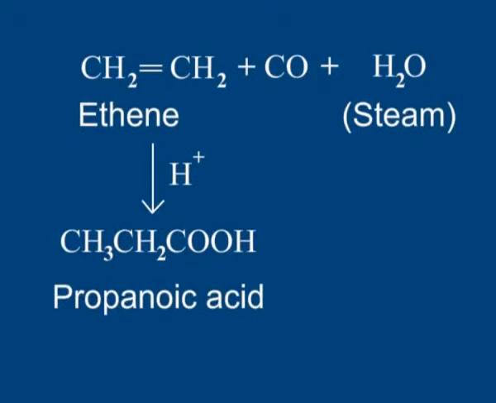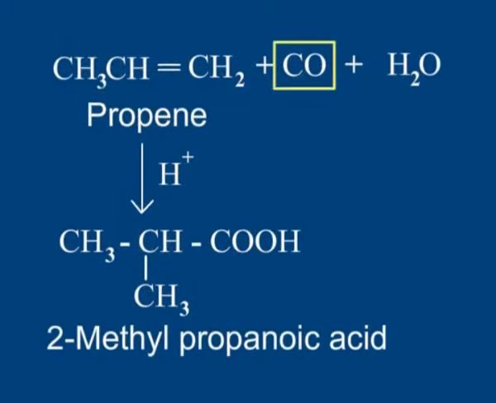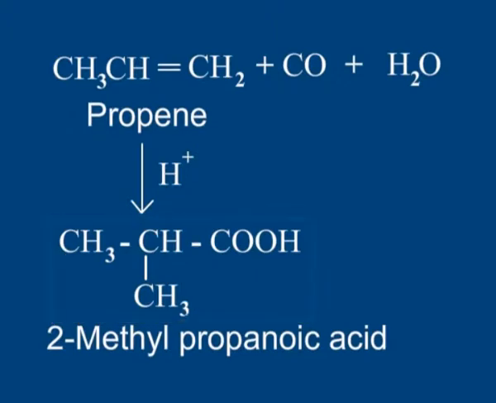For example, ethene reacts with carbon monoxide and steam in presence of acidic medium to form propanoic acid. Propene reacts with carbon monoxide and steam in presence of sulfuric acid under pressure to form 2-methyl propanoic acid.